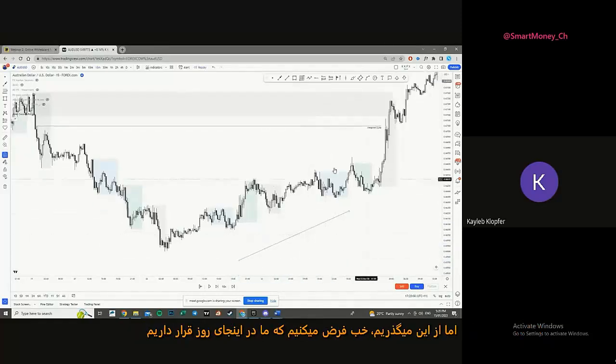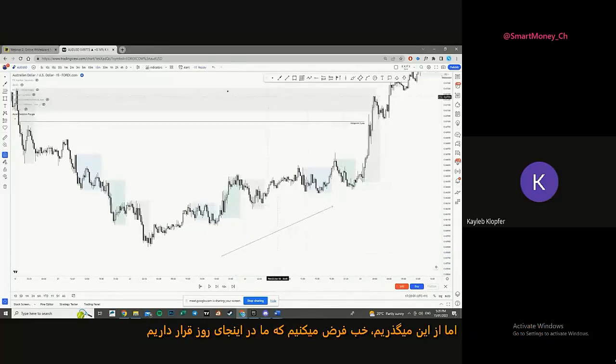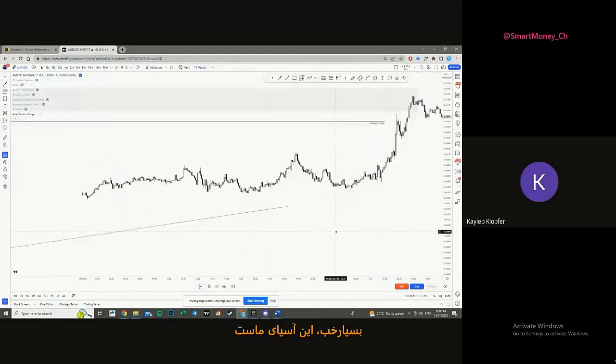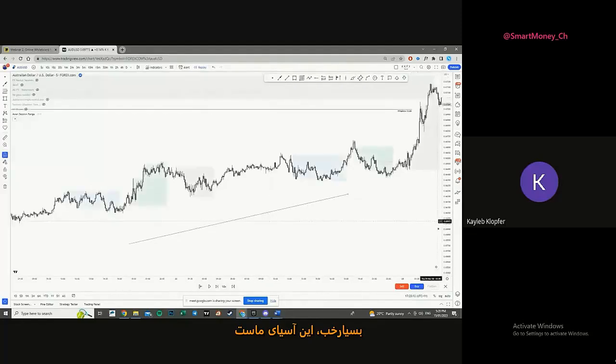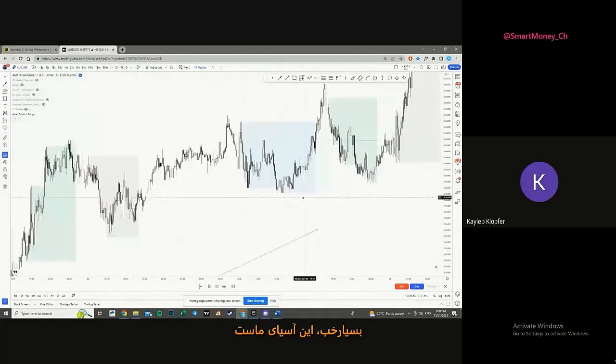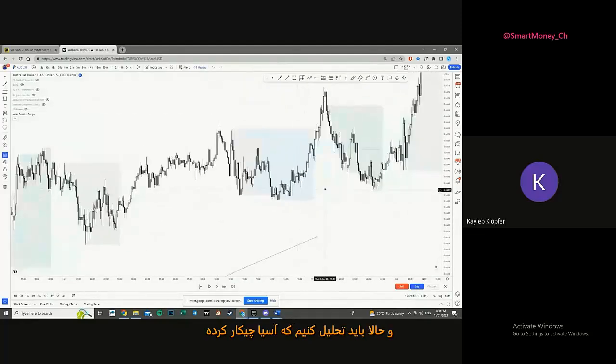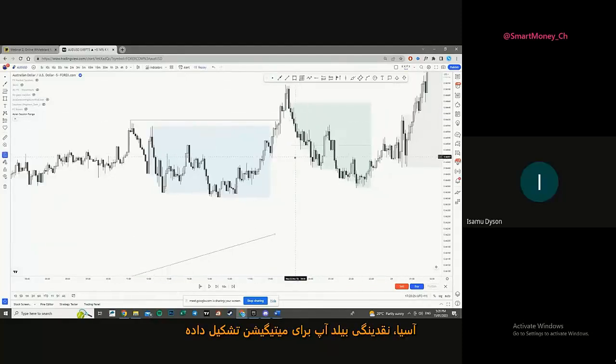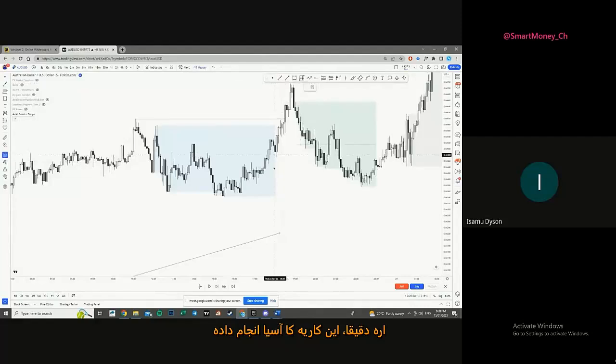But regardless of that, let's say we're here during the day. I'll zoom in. We'll go into the 5 minute. Okay, so Asia's here. Now we got to analyze what Asia's doing. So Asia highs. It's building up. So it's a build up of mitigation. Yeah, exactly. So that's what Asia did there.